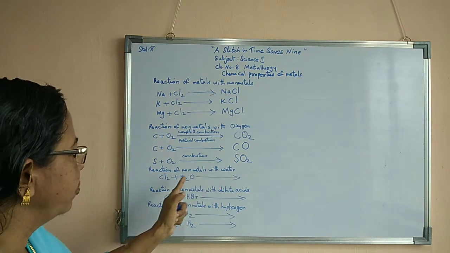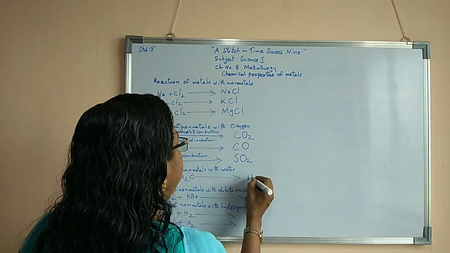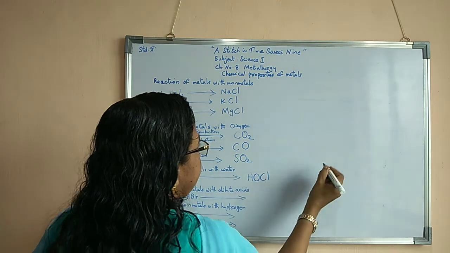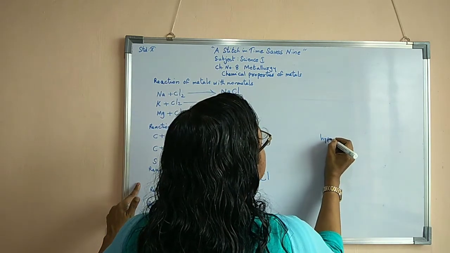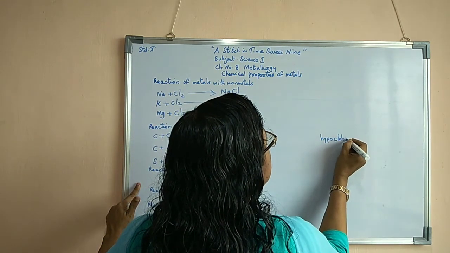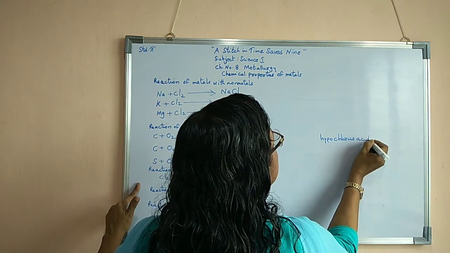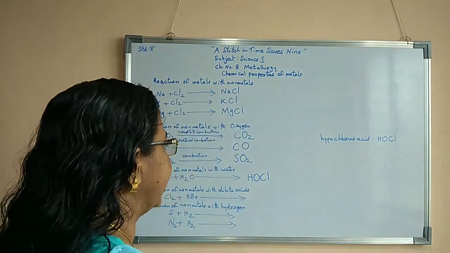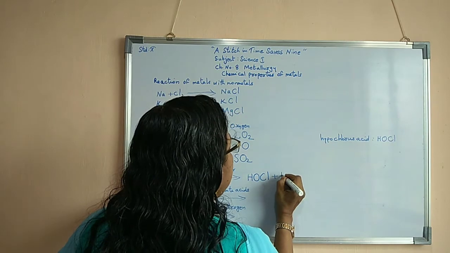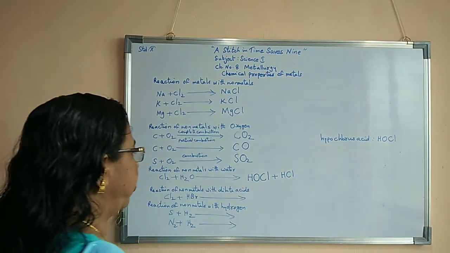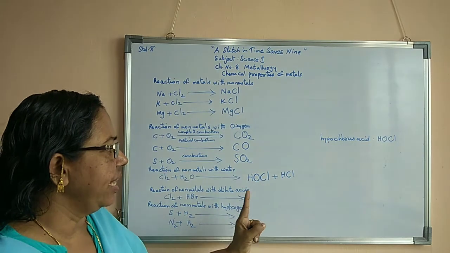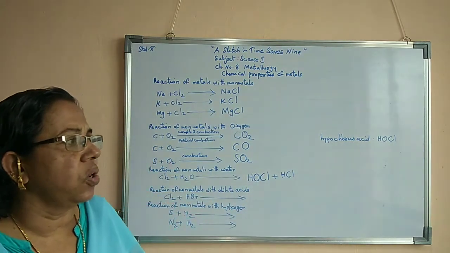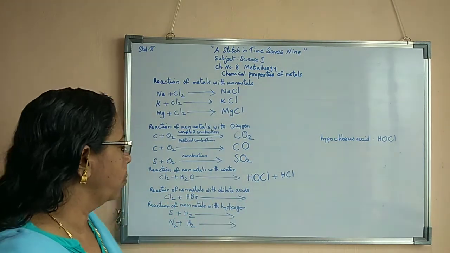Now when chlorine reacts with water, we'll see which compounds will form. Here non-metals react with water. As a result, we will get hypochlorous acid, that is HOCl. Hypochlorous acid. Along with that, hydrochloric acid also will form. Both of them are acids. HOCl, this acid is new to you, that's why I have written it here. Hypochlorous acid, and this is hydrochloric acid.